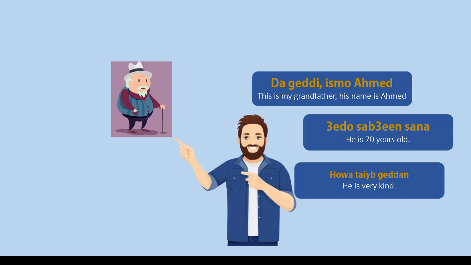Alright, let me say all phrases again faster. دا جدي اسمه أحمد عنده 70 سنة هو طيب جدا. دا جدي اسمه أحمد عنده 70 سنة هو طيب جدا. Alright, next.